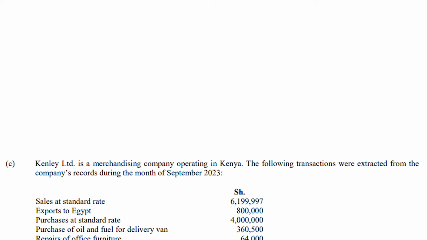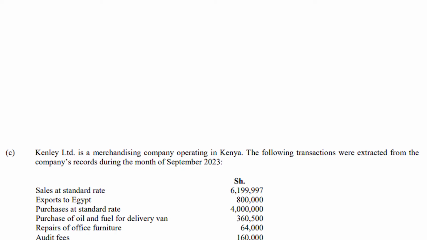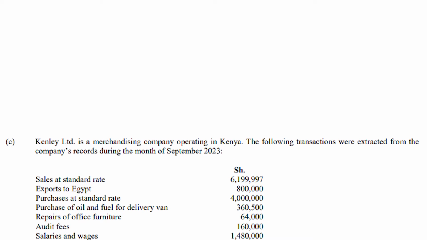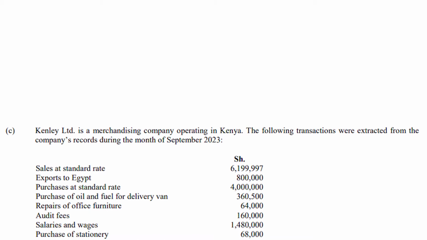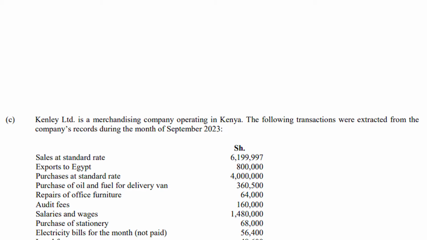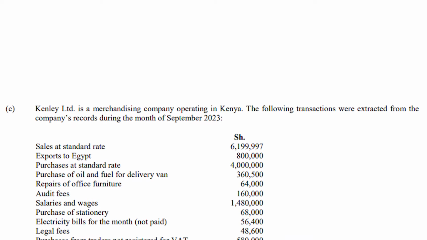So we have export to Egypt, the figure is 800,000. We have purchases at standard rate, the figure is 4 million. We have purchase of oil and fuel for delivery van, the figure is 360. We have repair of office furniture, that is 64,000. We have audit fee, 160,000.